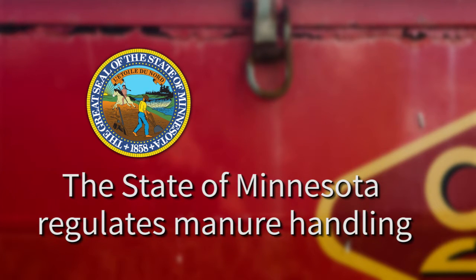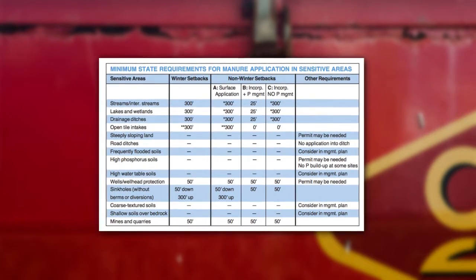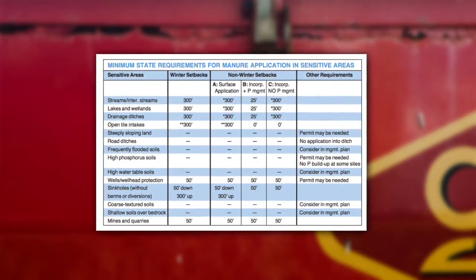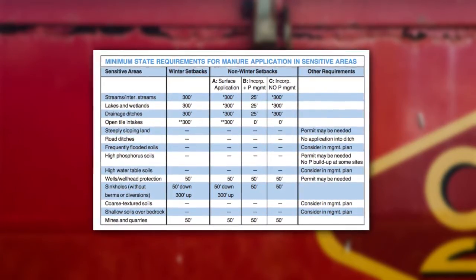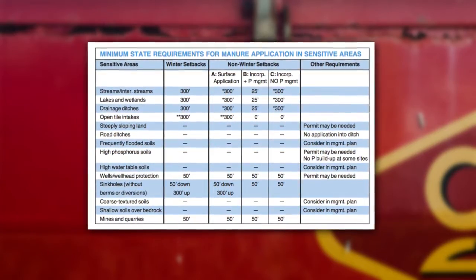So now you understand how manure is beneficial to crops, but also that the manure may have negative impacts on the environment and public health if it leaves the field where it's supposed to be. Because of the potential harm to humans and the environment, the state of Minnesota regulates manure handling. Remember, complying with the setbacks in environmentally sensitive areas is essential. Complying is complicated, however, because of the many circumstances you could encounter. With each farm and field being unique, there are different requirements for setbacks for applying manure.